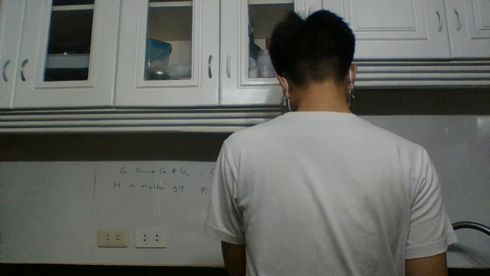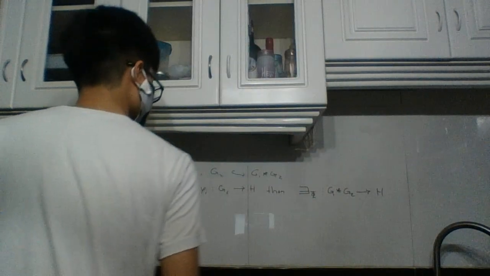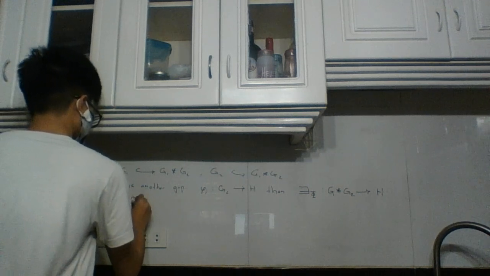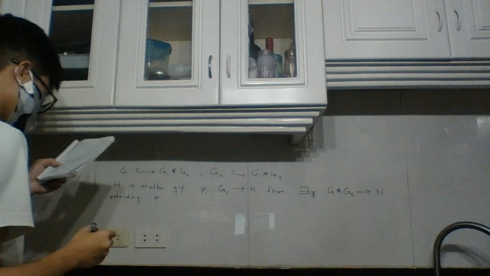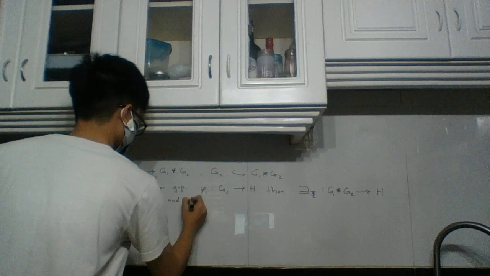Then there exists a big psi or big phi that takes the free product between G1 and G2 to H, extending phi 1 and phi 2.